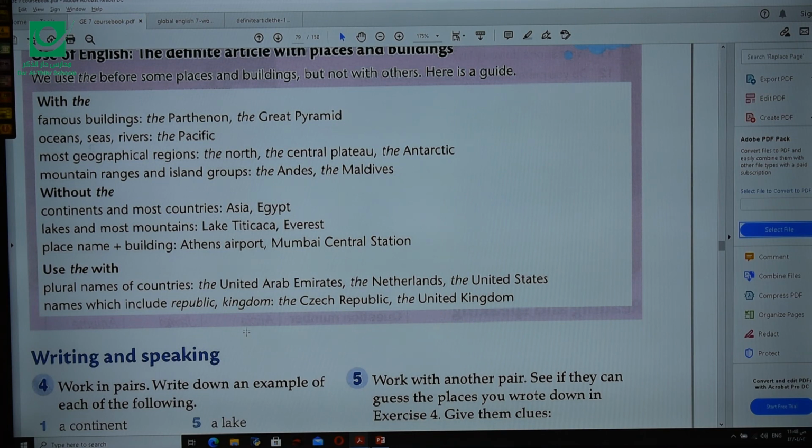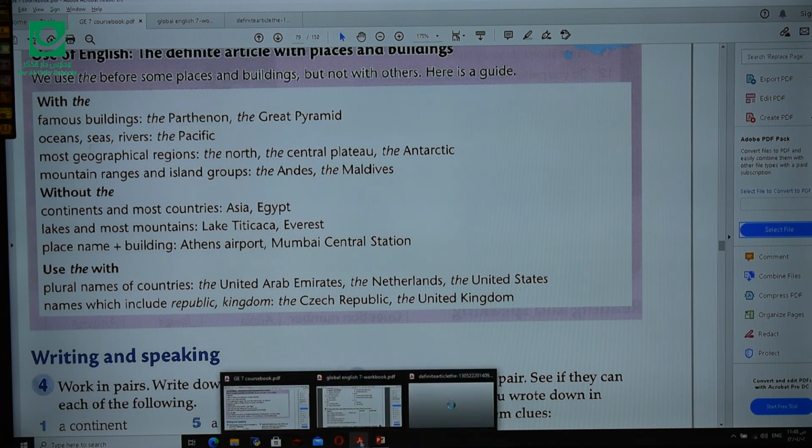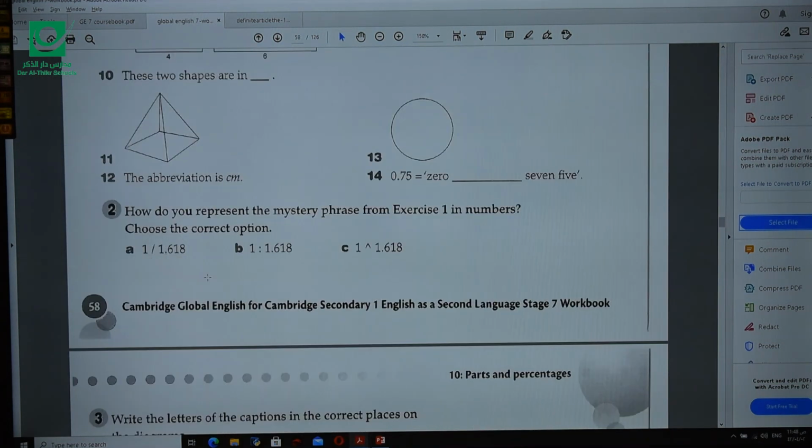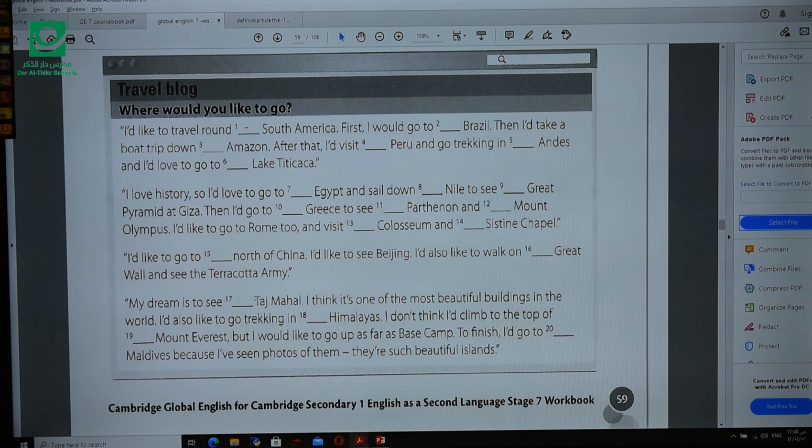And now let's move to our workbook to do some exercises. Please go to our workbook on page 59. We have a text here, and we need to fill the gaps with the articles a, an, the, or nothing. Let's have a look at the first paragraph. I'll do this one with you, and you are going to complete the other paragraphs. Number one: I'd like to travel around South America. I'm not talking about the direction, I didn't say the south.